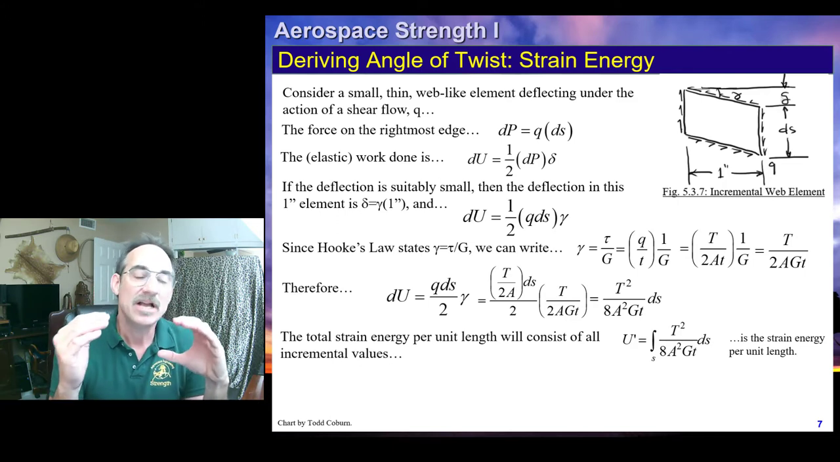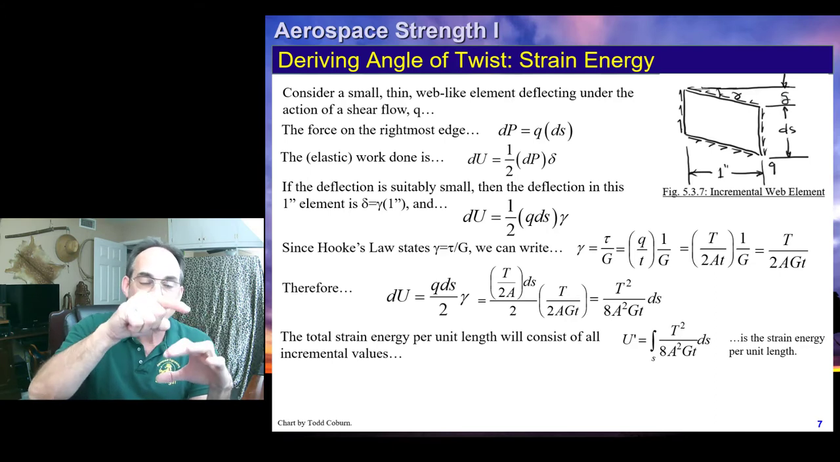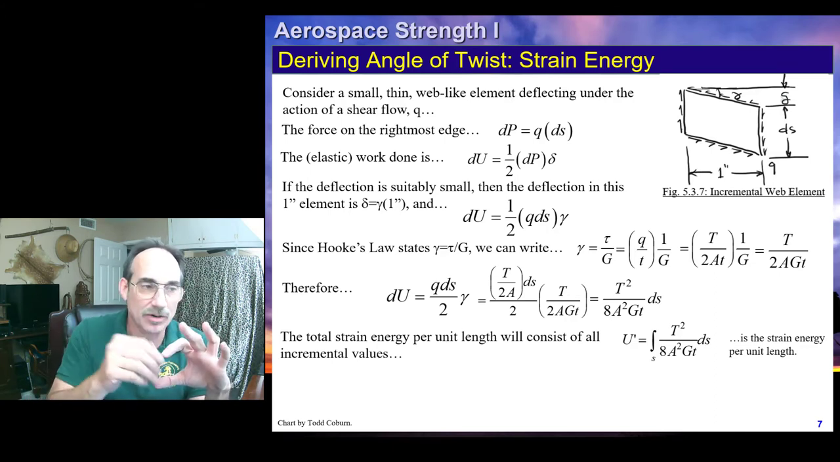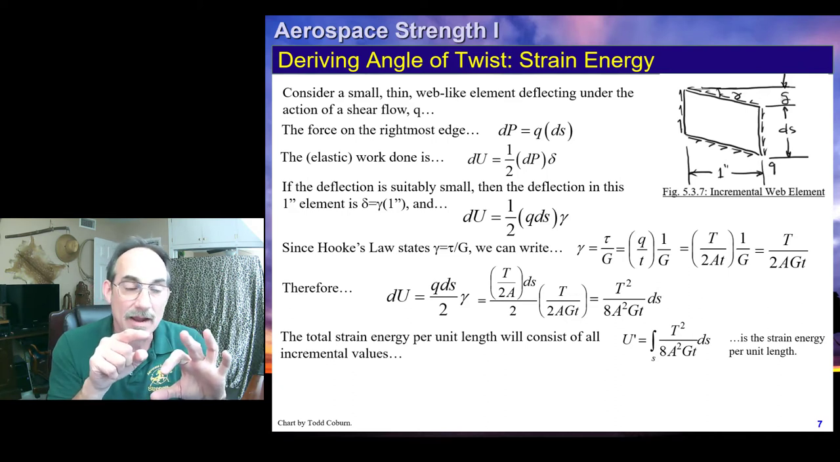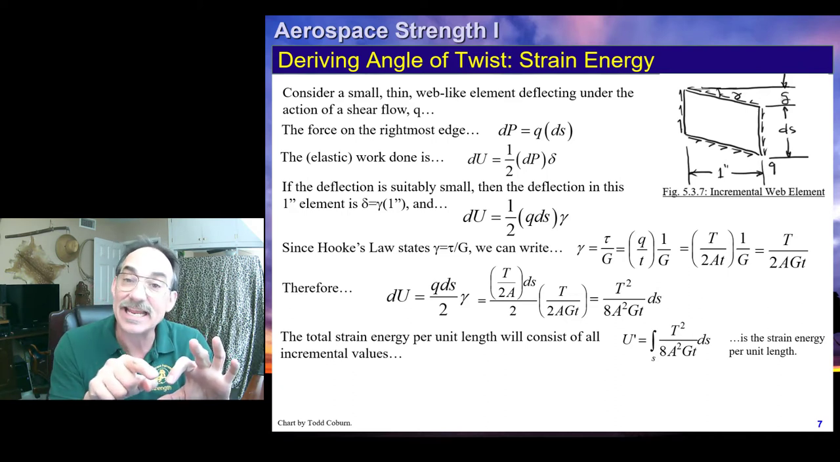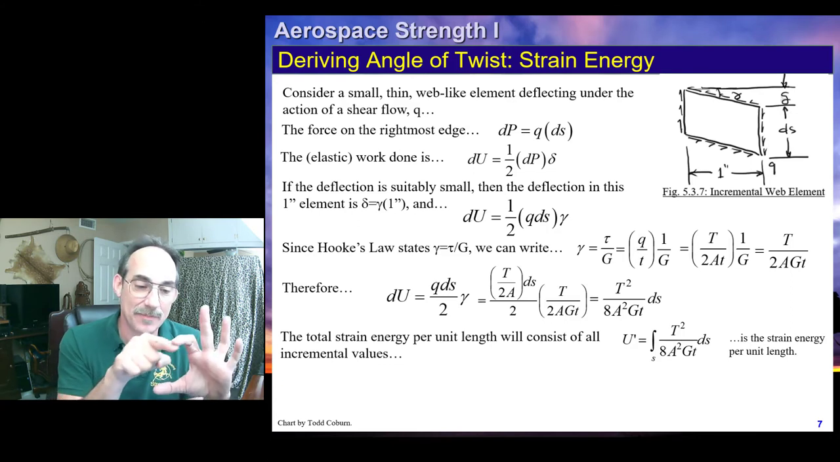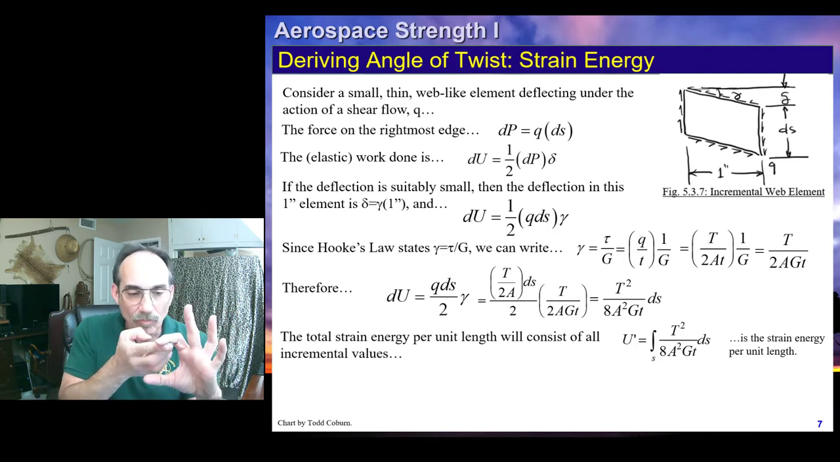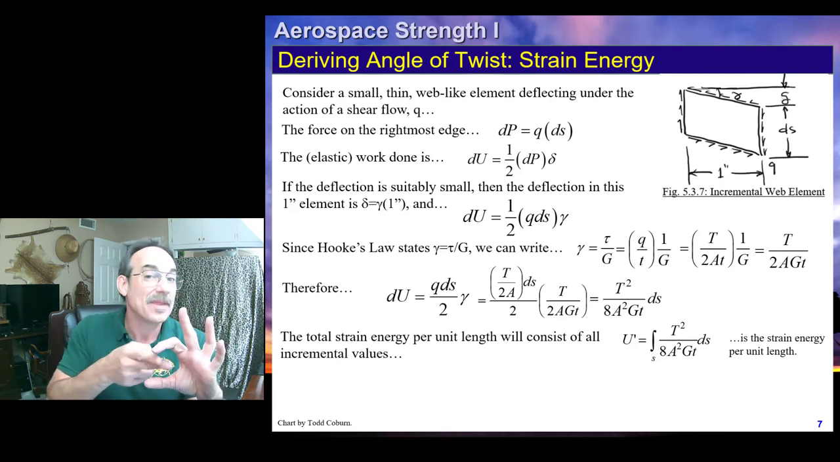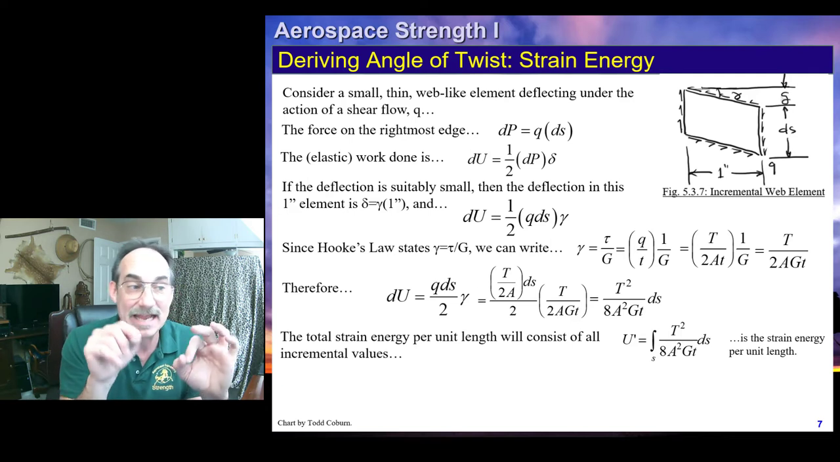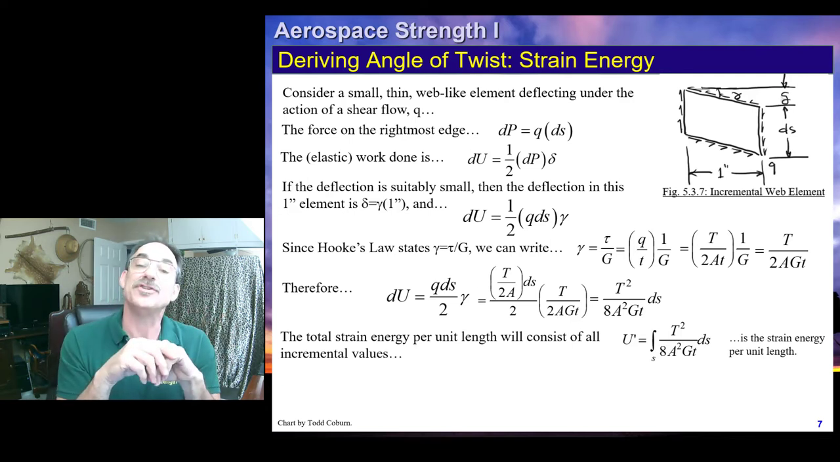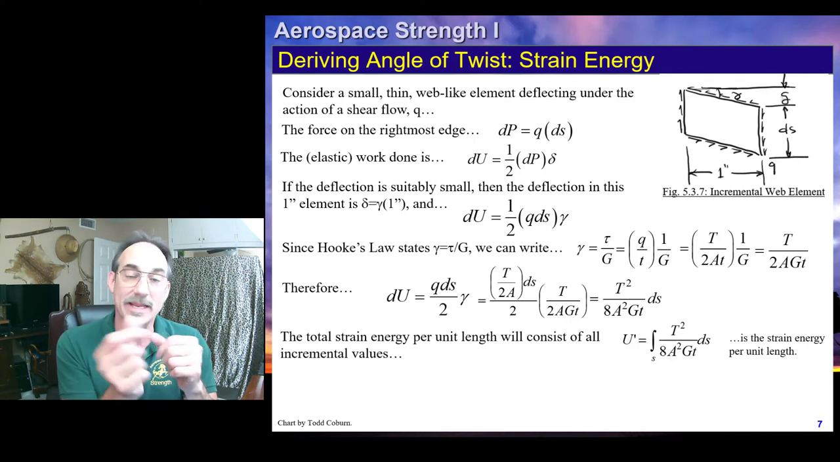Now, if we have constant thickness and our material is constant, then this is just T squared over 8 A squared G t, and that integral of ds is just going to be the periphery, whatever that length is. So we have that little arc, which is probably pi R, the half arc, then whatever length of the web, and whatever length of the web. Add all that together, that's your ds, and that gives you the strain energy, but that's just the strain energy per inch going into the page.